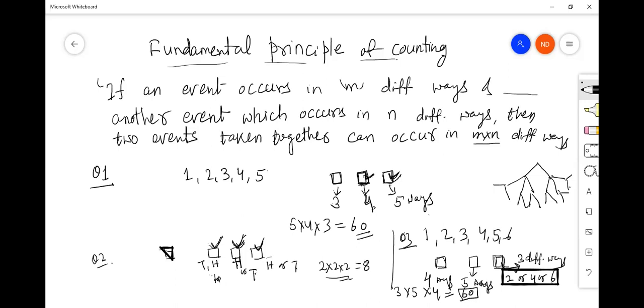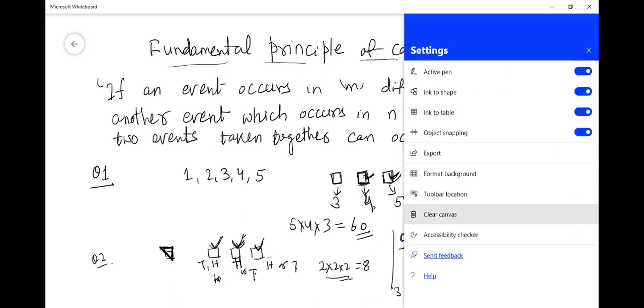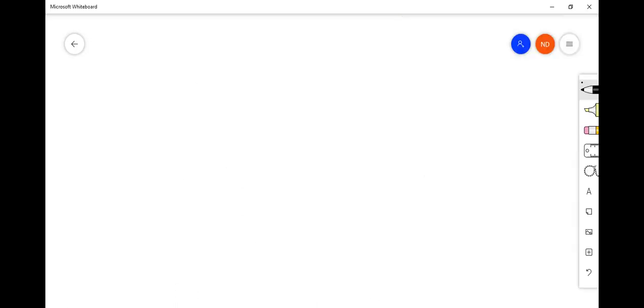So the number of three-digit even numbers will be 60. Like this, you can apply this multiplication rule, I mean the fundamental principle of counting. One thing you can observe: whenever it is "and", it is taken together, so we use the multiplication rule. But whenever it is "or", it means they are separate cases.